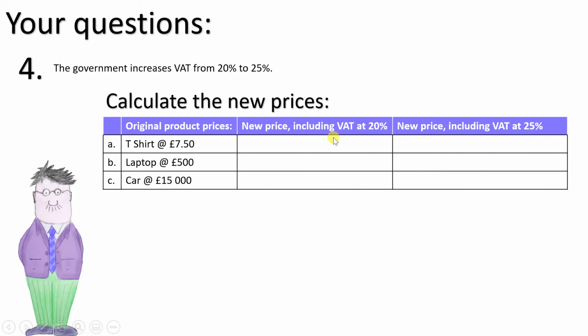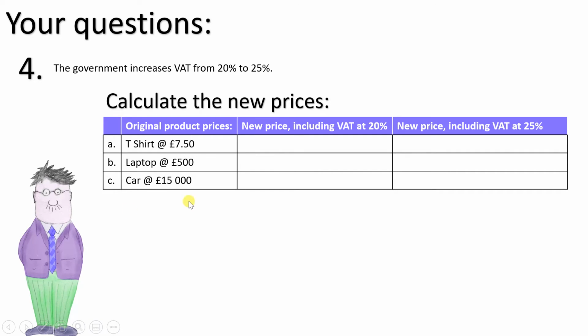Then you can look at the difference in prices, and that's what retailers would tend to do. Then you've got your second product, a laptop at £500. Calculate 20% of £500, add the two together, there's your answer. 25% of £500, and then add the two together, there's your second price. So in a calculator, you would write down 500 multiplied by 20, press the percent sign, and then equals. And that will give you just a percentage, so don't forget to add it to the original price as well.